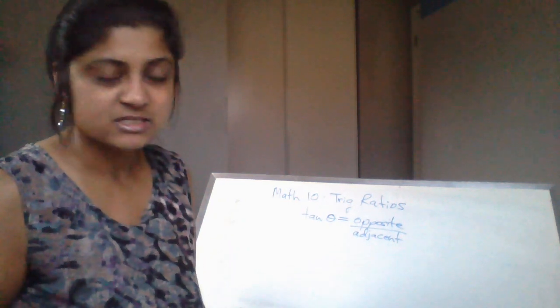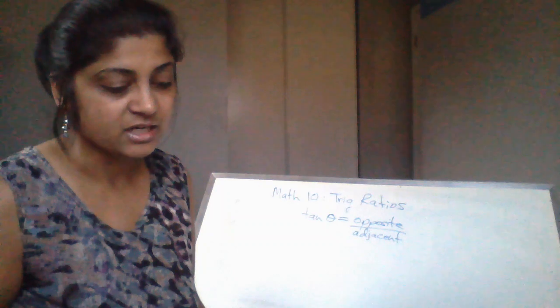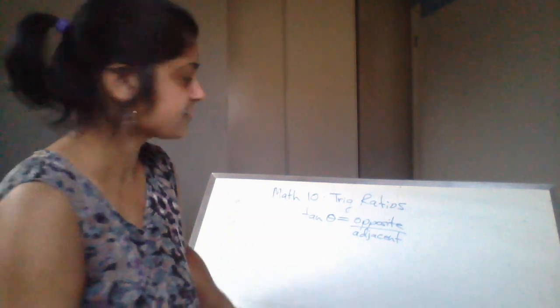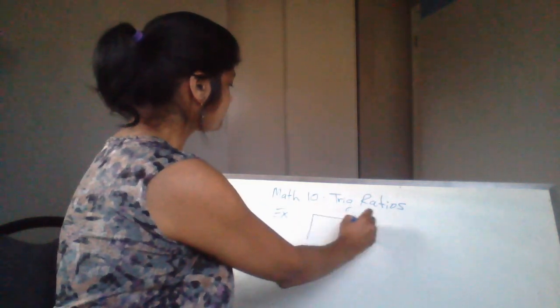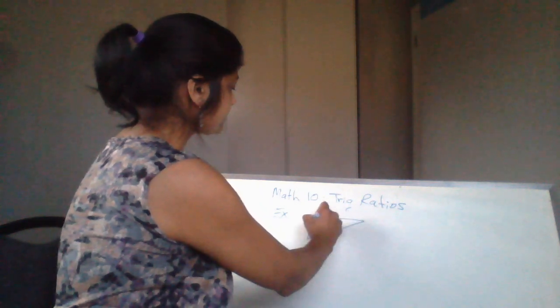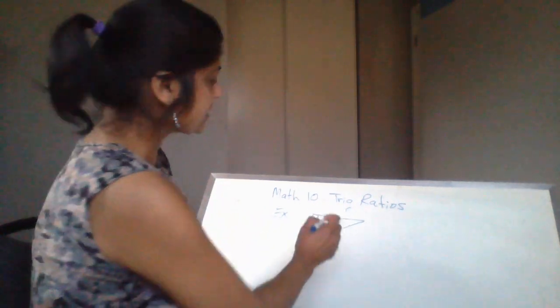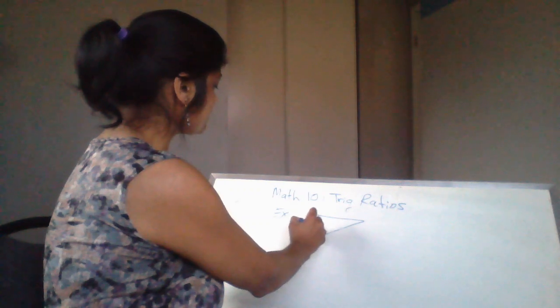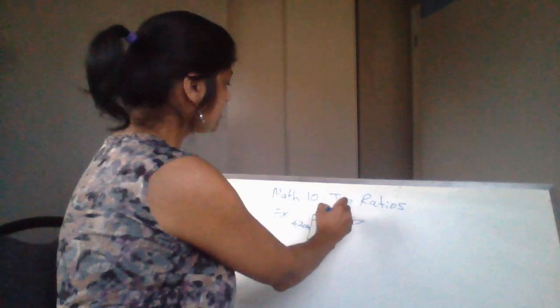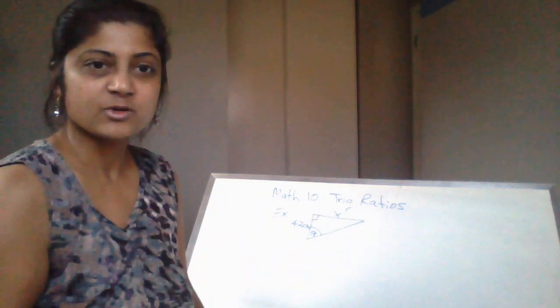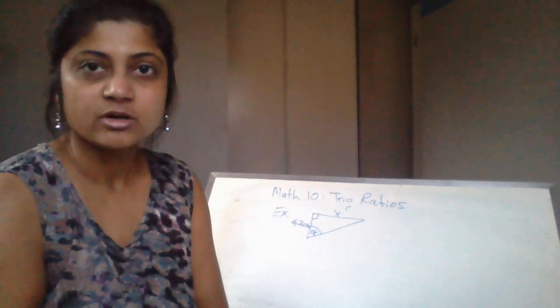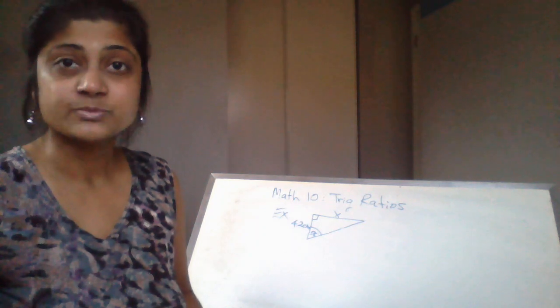This question says, find the length of the unknown side to the nearest tenth. I'm going to just draw out the triangle here. For this triangle, we're looking for side x. It's a right angle triangle, so one side is given, 4.2 centimeters, and the angle is 58 degrees right here. Again, remember when you are labeling the triangle, that's the first thing you should be doing.